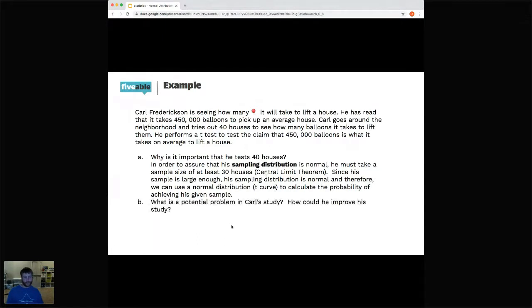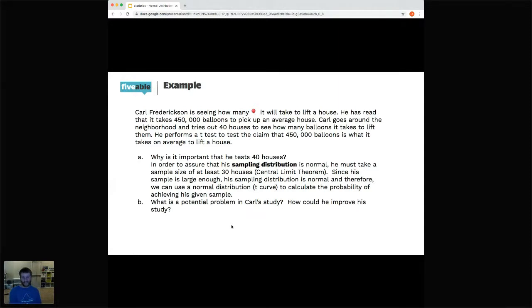B, what is a potential problem in Carl's study? This is not really dealing with a normal curve, but I think it's a great question. So can you identify a problem with Carl's study? Besides the fact that he's picking up people's houses randomly, I mean, that's a big enough problem, right? But with the statistics behind it, what's a problem with what Carl is doing? Not random. Yes, good job, Riley and Josie.